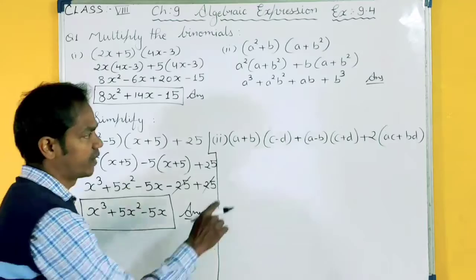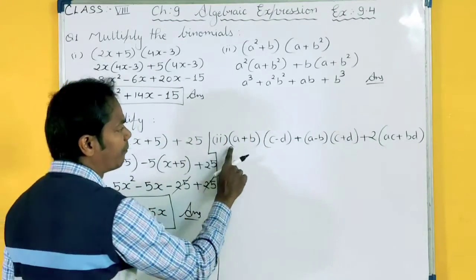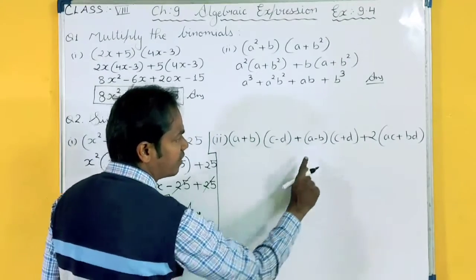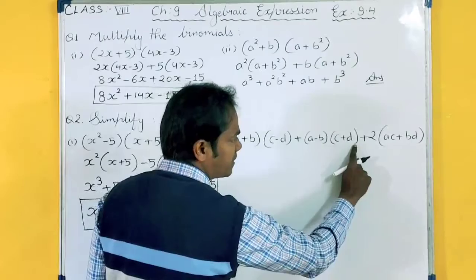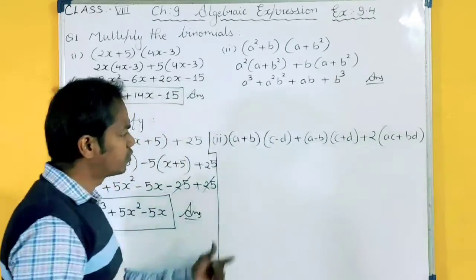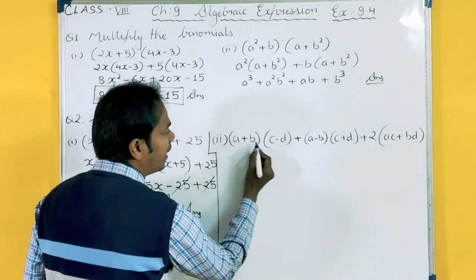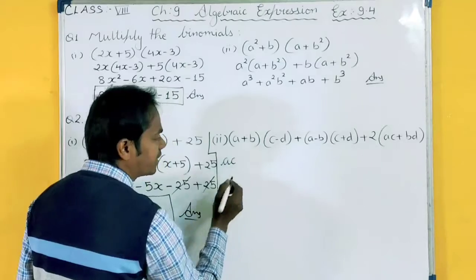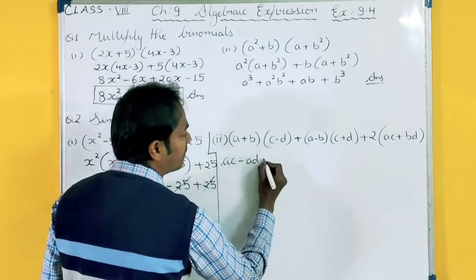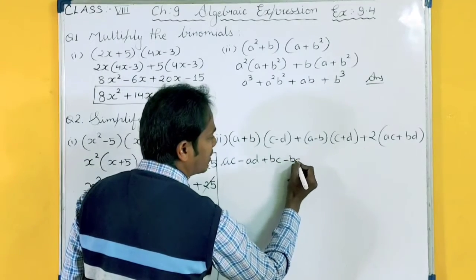Now see the next question. It is a little bit big question, but the method is same. So first multiply this. See, a plus b multiplied by c minus d. Then plus sign is there, then minus a minus b multiplied by c plus d. Then plus 2 multiplied by ac plus bd. So now I will multiply directly. I will not write like this. A multiplied by c is AC, A multiplied by minus D is minus AD, B multiplied by C is BC, and B multiplied by minus D is minus BD.